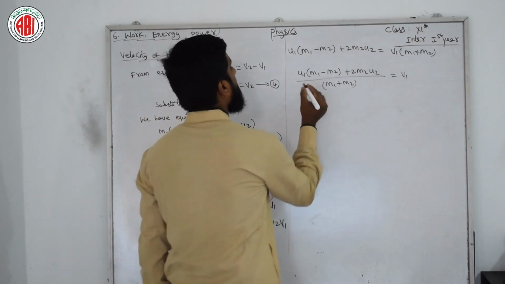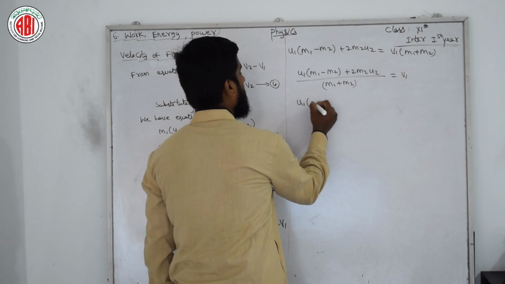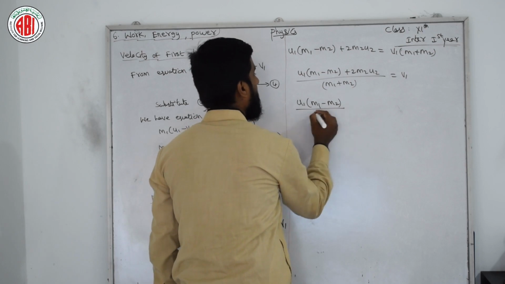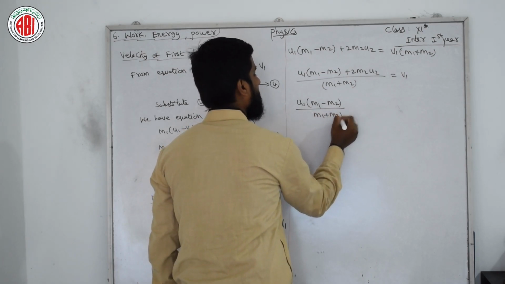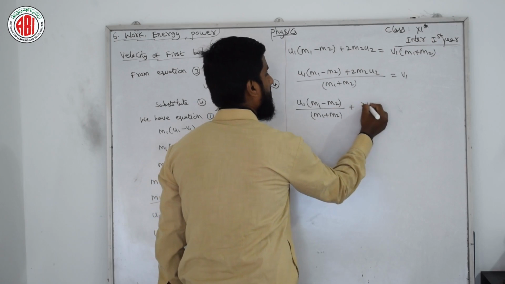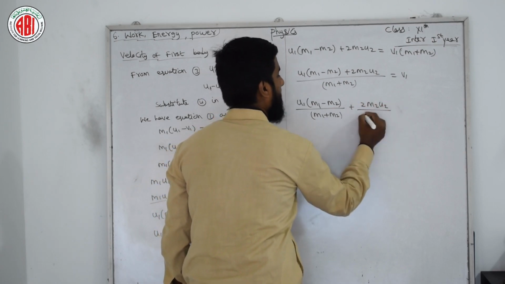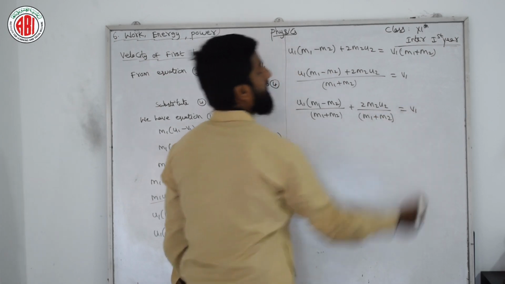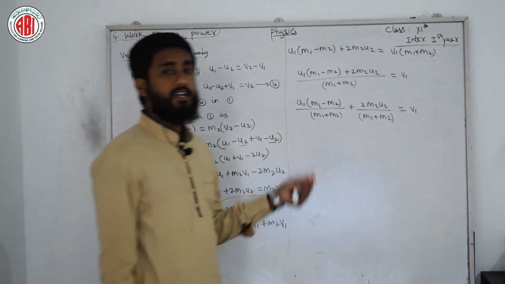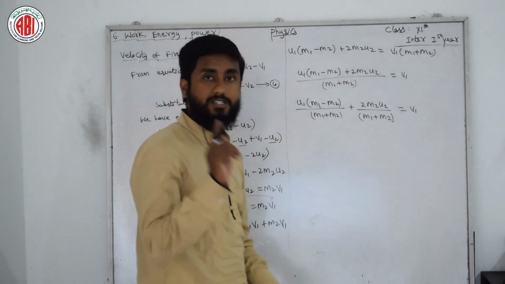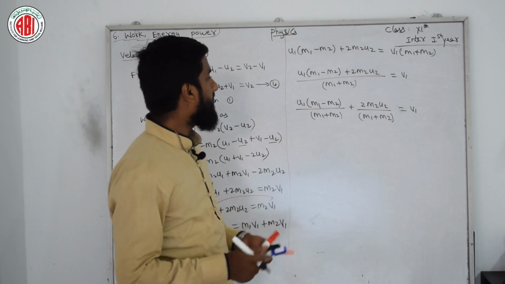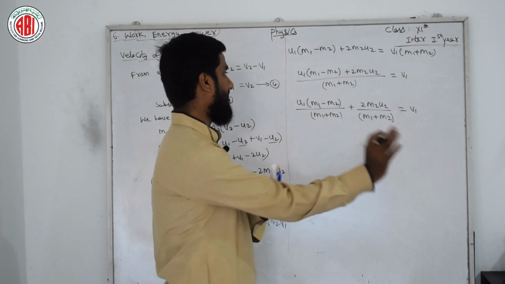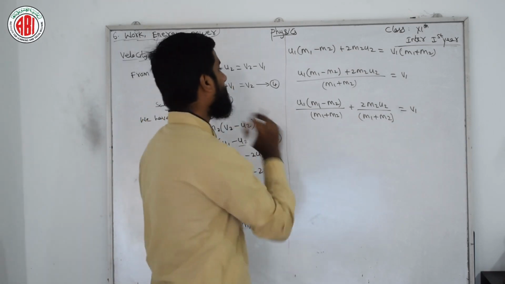So what I got is u1 into m1 minus m2 by m1 plus m2, plus 2m2 u2 by m1 plus m2 is equal to v1. So we can say this is the velocity of the first body, or else we can write this in a particular manner. How I am writing it, you just need to see.